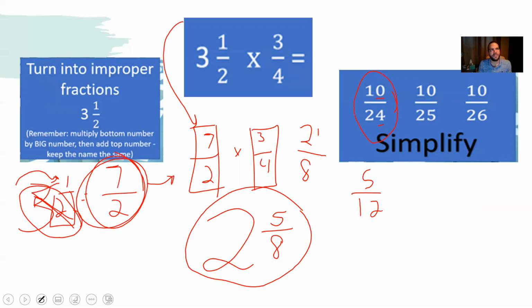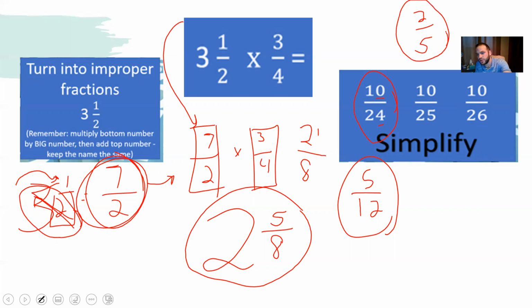Look at that number. What about 5 and 12? No, there's nothing that goes into both of them. So that simplified for that one. Just so happens that that means that 2 was the biggest factor that they both share. What about 10 and 25? They're not both even. Is there a number that goes into both of them? Yeah, 5. How many 5s make 10? 2. How many 5s make 25? 5. So 10/25 simplifies to 2/5.